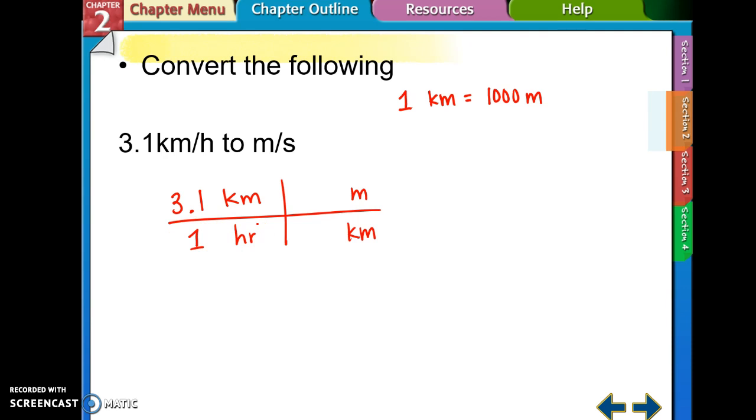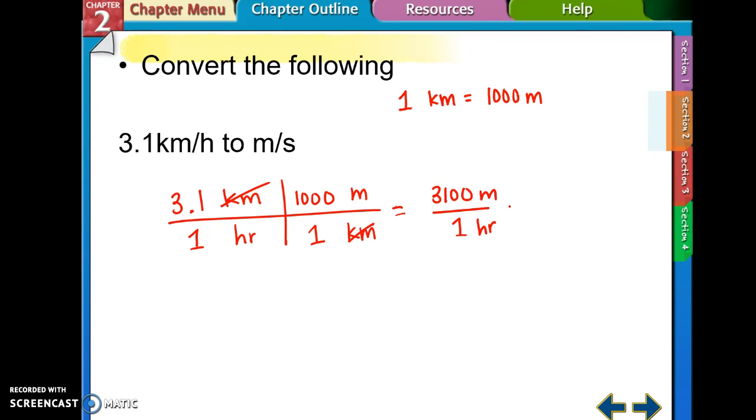I'm going to do this as a one-step conversion to get kilometers to meters. So I use my conversion up here. I put a 1 with kilometers. I put 1,000 with meters. Kilometers cancels. And I do 3.1 times 1,000 and get 3,100 meters for every 1 hour. But that's not what it wants me to have. It wants me to have meters per second.